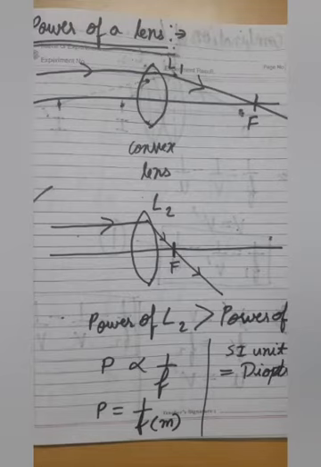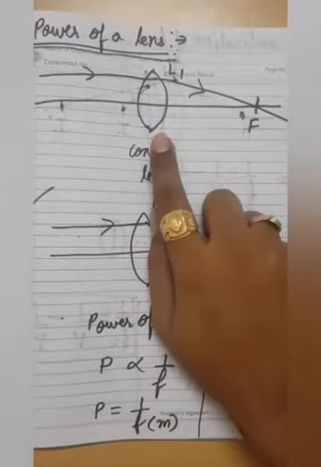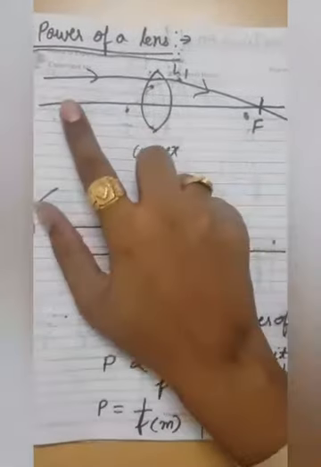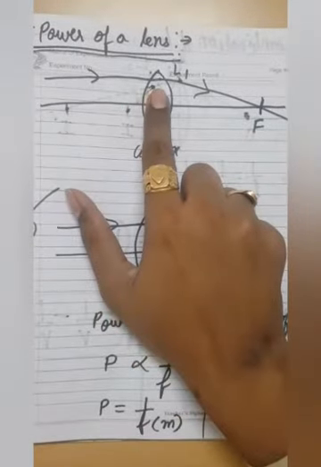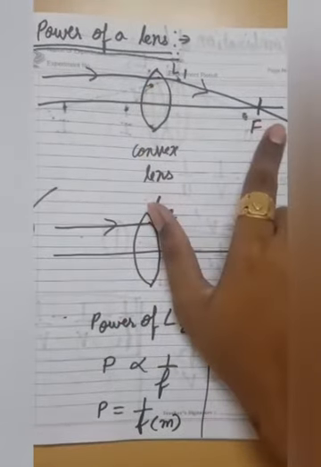When I say power of the lens, the work of lens is to deviate a light ray from its path. If it is a converging lens, then it would bend the light towards the principal axis, and if it is a diverging lens, then it would bend it away from the principal axis. For example, I have taken a convex lens over here. A light ray which is coming parallel to the principal axis is supposed to pass through focus. So it converges and passes through focus.